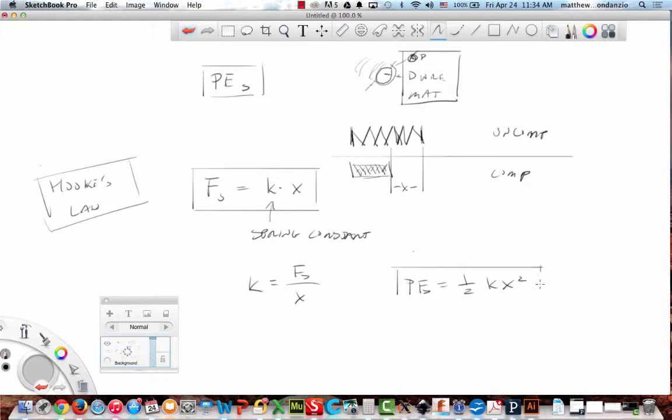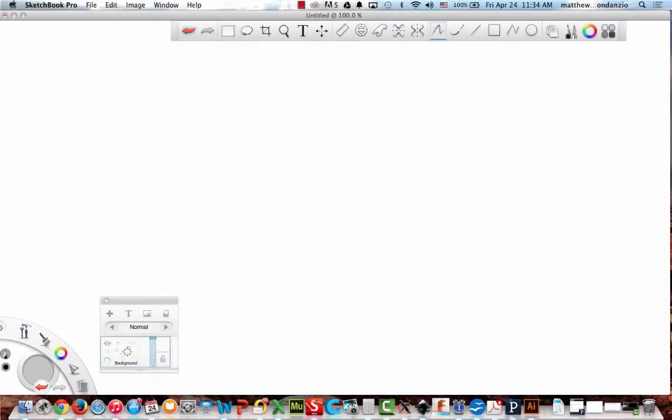But here's the thing. I've got the PE of the spring, the potential energy. As I compress that spring, I store energy into it. I have the potential for that spring to do some work, don't I? So if I look at the total energy of something, I have the types of energy: kinetic energy, potential energy due to height, and potential energy due to the spring.